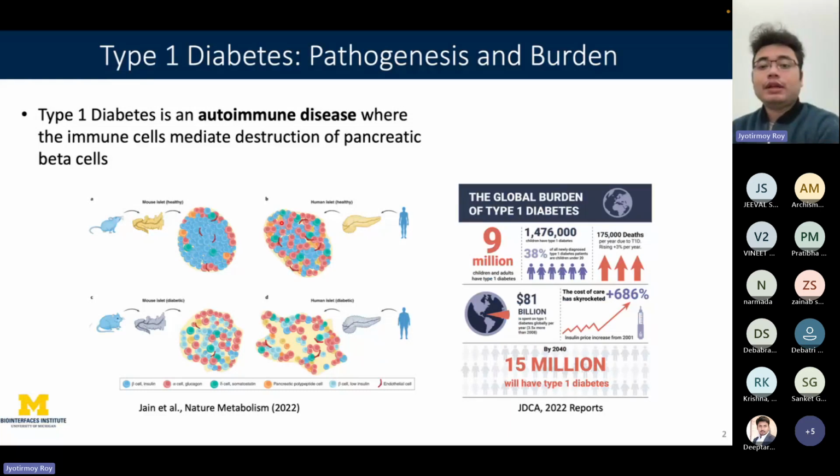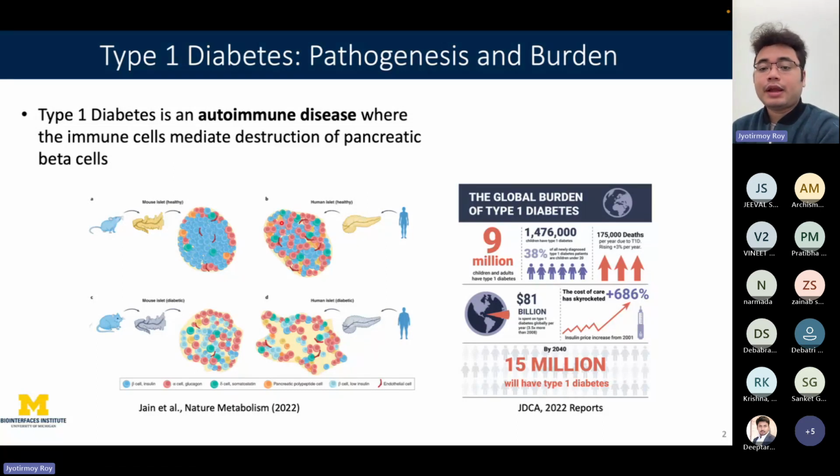Currently, there are more than 9 million people all over the globe suffering from type 1 diabetes, and the incidence is supposed to go all the way up to 15 million by the year 2040. That's why it's so important to detect this disease early enough and to cure it.